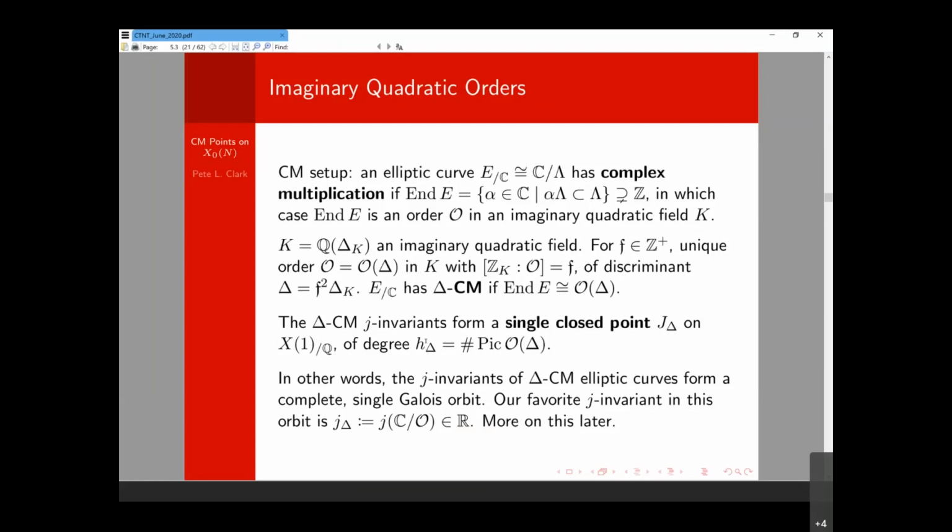Within this package of Galois conjugate algebraic numbers, there's a favorite one, which is little j_Delta. This corresponds to the elliptic curve which is uniformized by O itself. So it's pretty clear that the endomorphism ring of C mod O is O. So that's my favorite CM elliptic curve. Among other reasons that this is nice, this particular j-invariant is not just a complex number, it's actually a real number, and we'll see soon why we care about that.